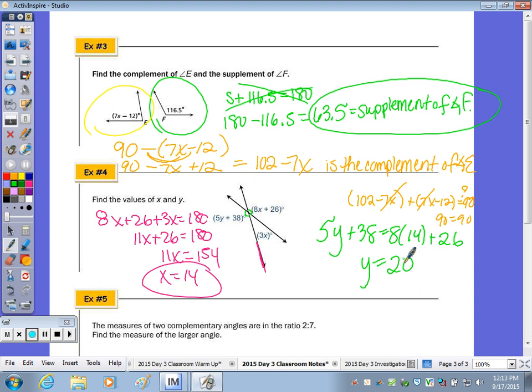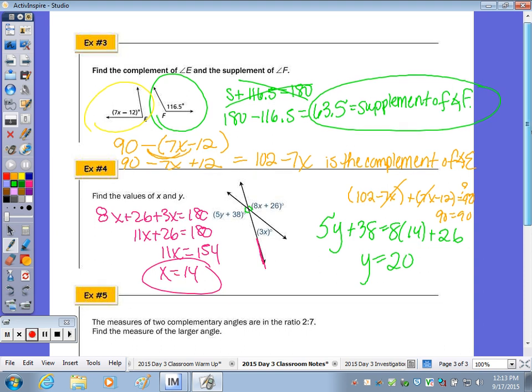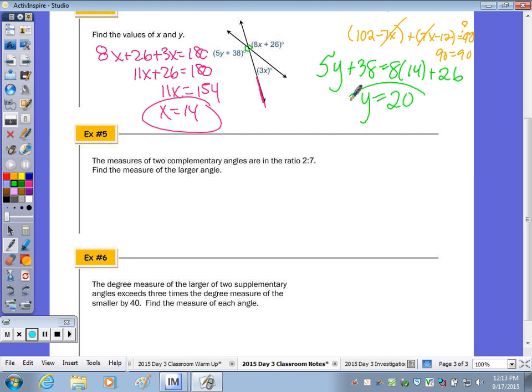Then if you move on to the next one, how do I set this up when the measures of two complementary angles are in the ratio of 2 to 7? What may help in answering a question with a ratio? It says the measure of two complementary angles, so first you've got to be thinking the sum of their measures is 90. Now, we don't want to guess and check. What you were thinking of is dividing and then going back and multiplying. So right away, change this to 2x and 7x, to find out what I need to multiply them by so that the sum is 90 degrees.